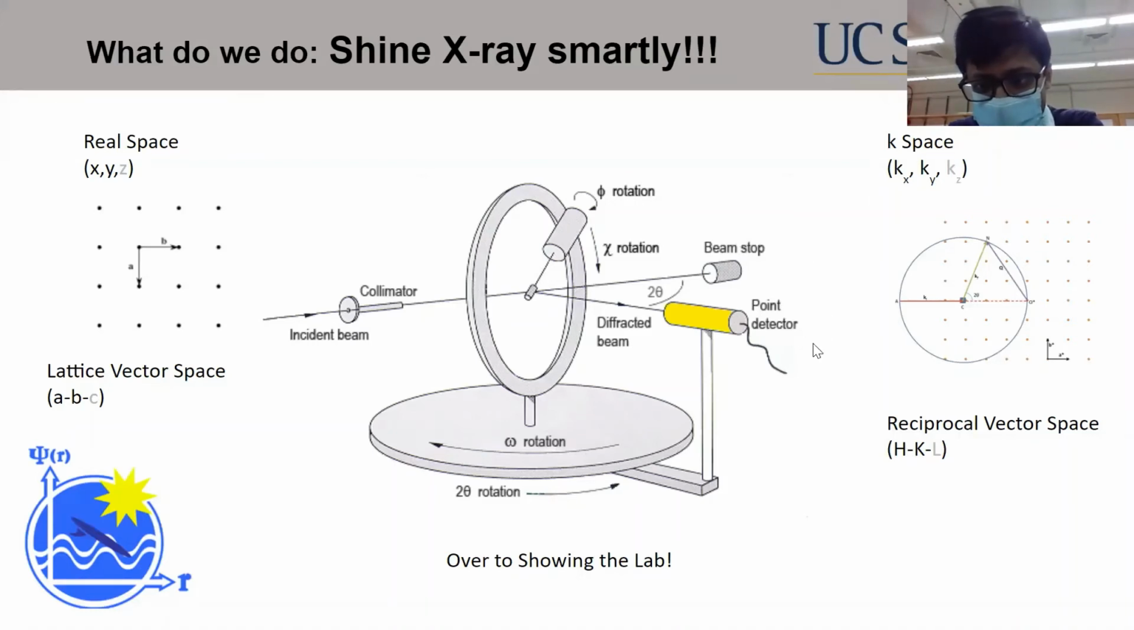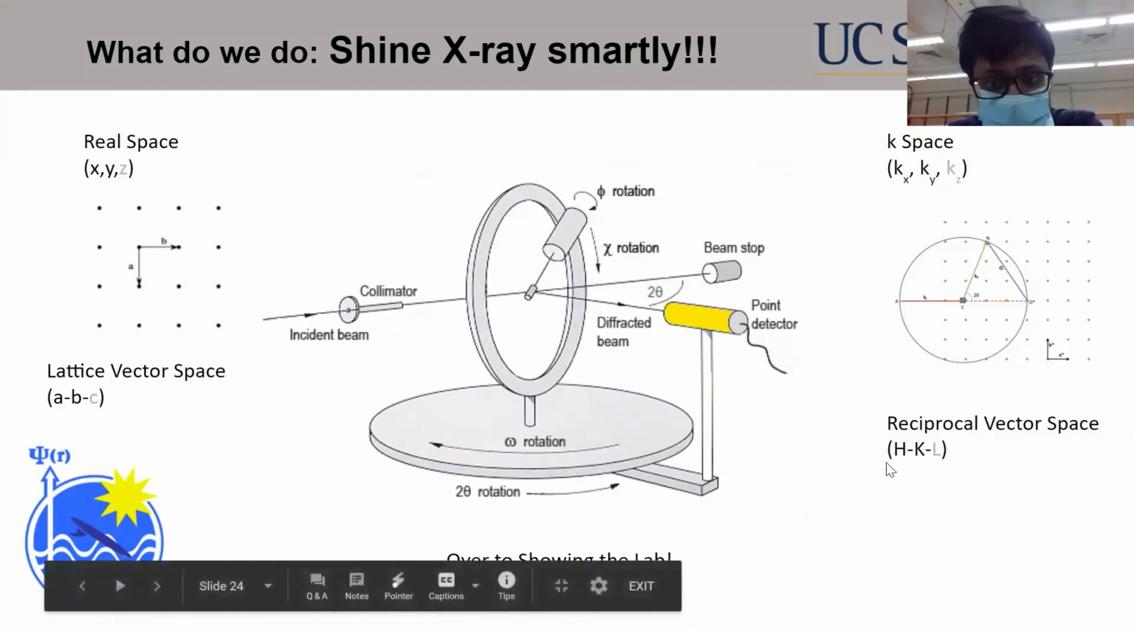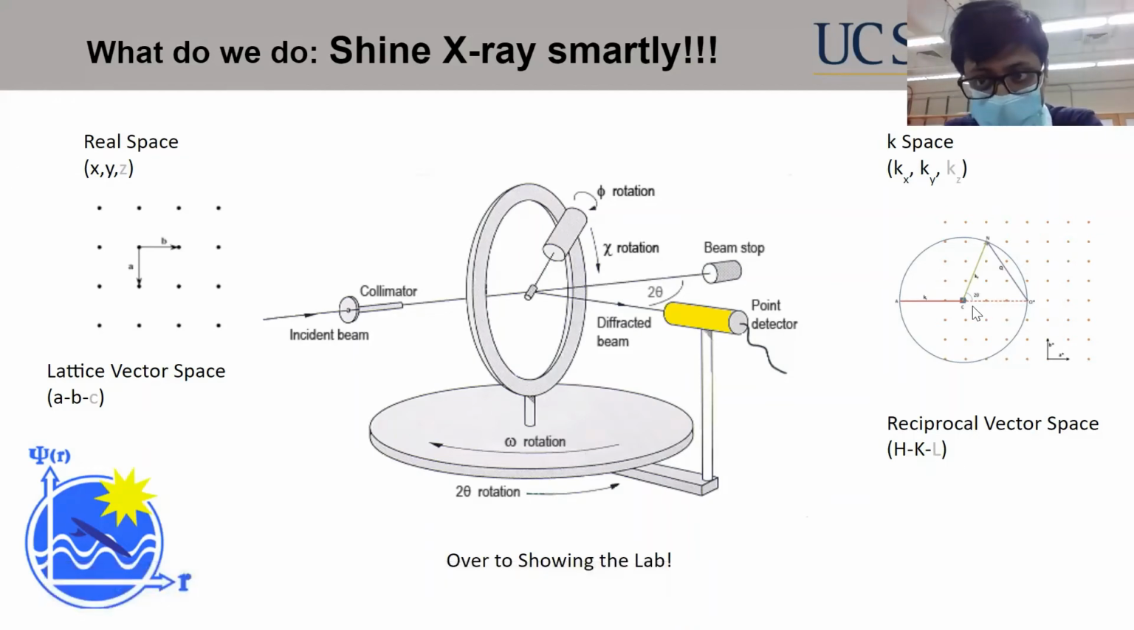Anyways, the whole thing is that reciprocal space is in HKL, which are integer units, after which you expect to see the periodicities in A star and B star.